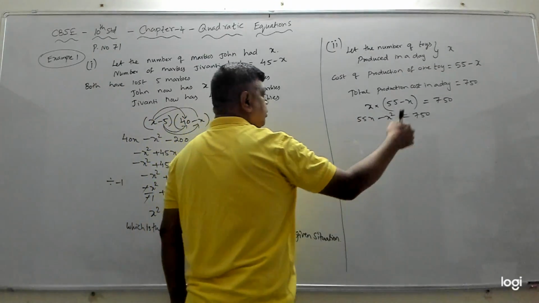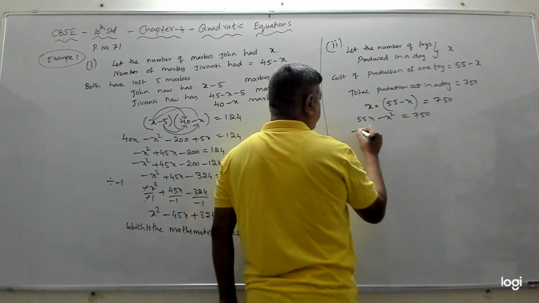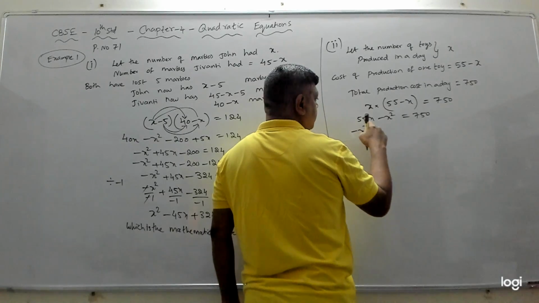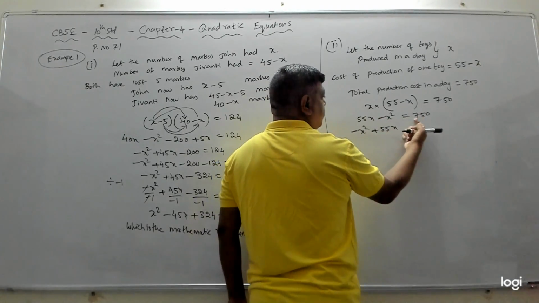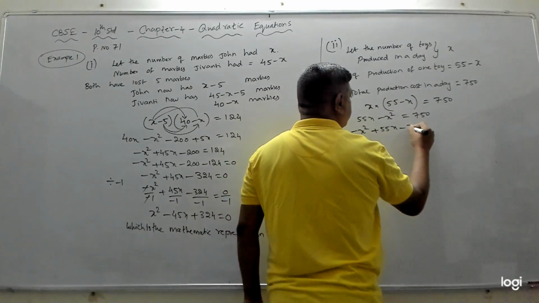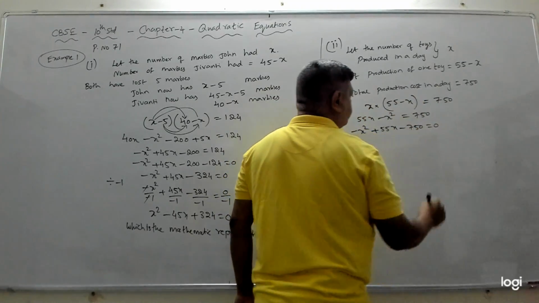Now we will bring everything to one side. So I'll write first the X square terms. This is minus X square. I'll write this first, then plus 55X. Then this 750 is coming to this side, it will become minus 750 equal to 0.